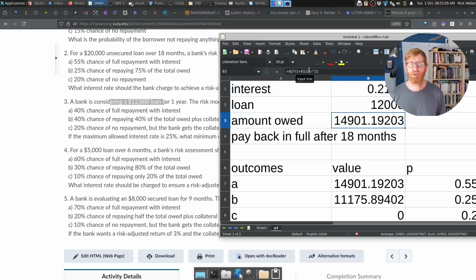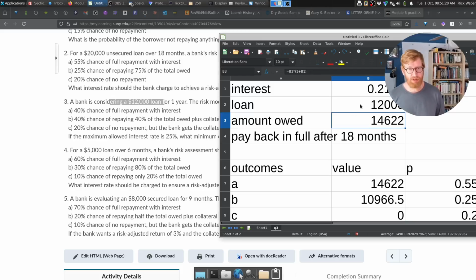We could just do this simpler formula, the loan times 1 plus the interest rate. I'm going to go ahead and leave in monthly compounding. So notice this. We change this, 14,622, 14,901. When we're compounding monthly, we're going to end up paying more interest. If we're the bank and we're compounding monthly, we're going to collect more interest than if we compounded yearly.